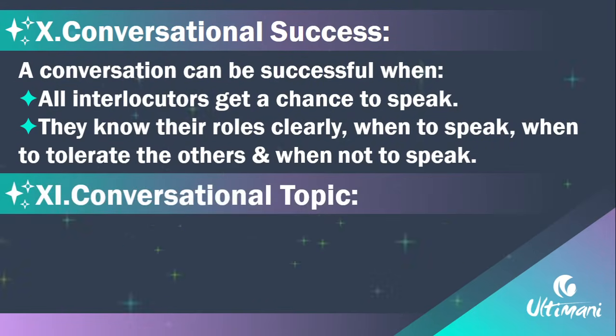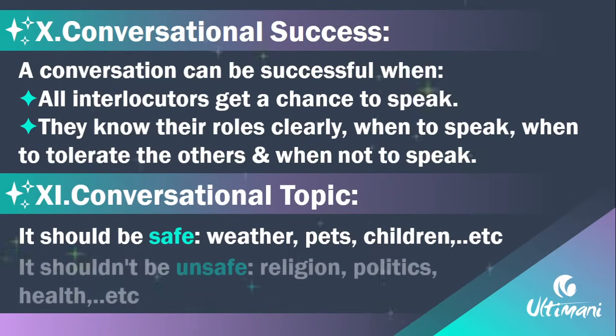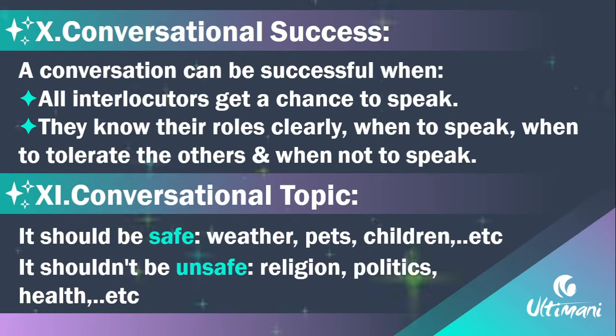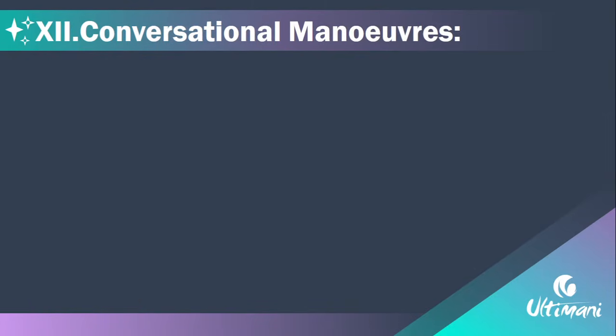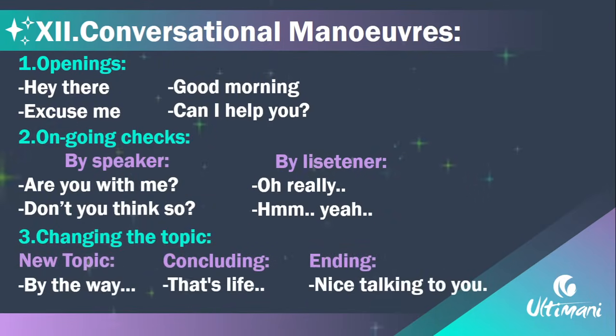Now to the conversational topic. The topic of a conversation should be safe. For example, the weather, pets, children, etc. and we should avoid unsafe topics like religion, politics, and health issues. Conversation maneuvers. They are sentences or phrases that we can use to start a conversation, to check if the other person is still following the conversation, or to change the topic of the conversation.